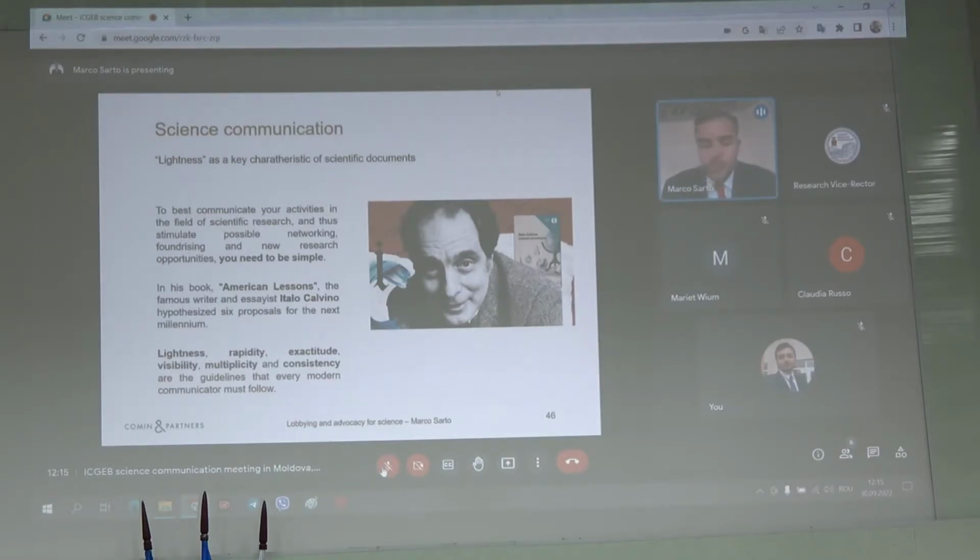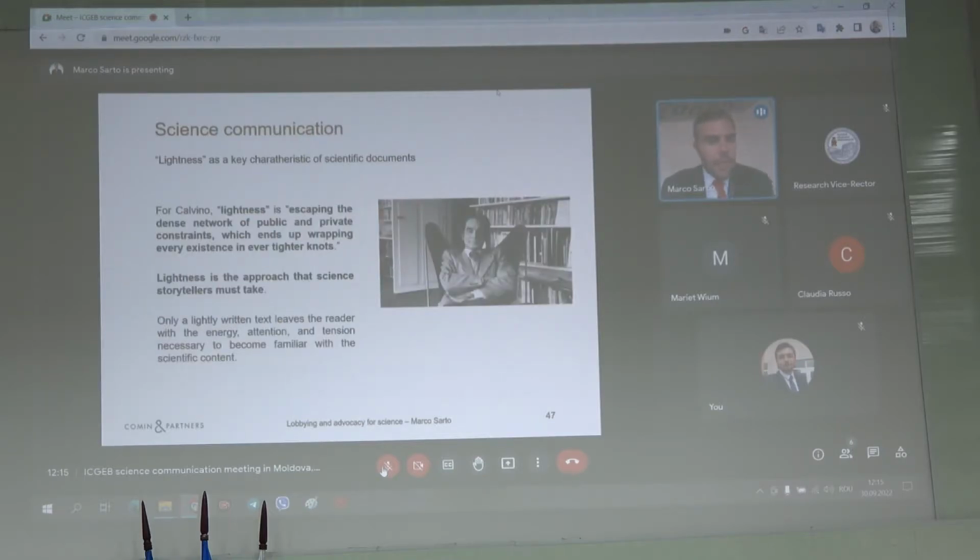And this rule is written into the American Lessons, one of the most important books. I really love this book, written by Italo Calvino. Italo Calvino hypothesized for communicators six kinds of rules, which are lightness, rapidity, exactitude, visibility, multiplicity, and consistency. Those are the guidelines that every modern communicator must follow. For Calvino, lightness is escaping the dense network of public and private constraints.